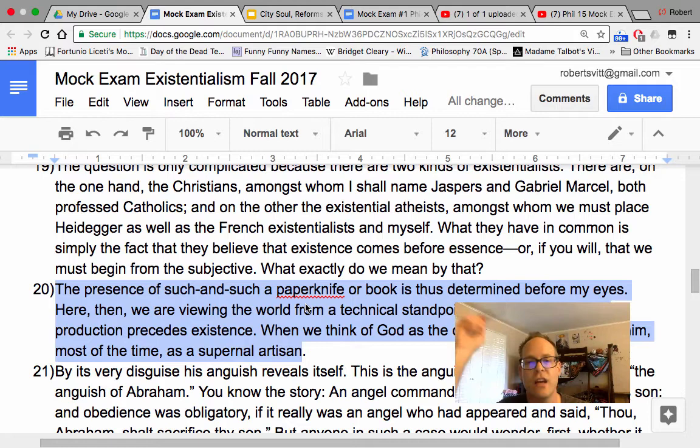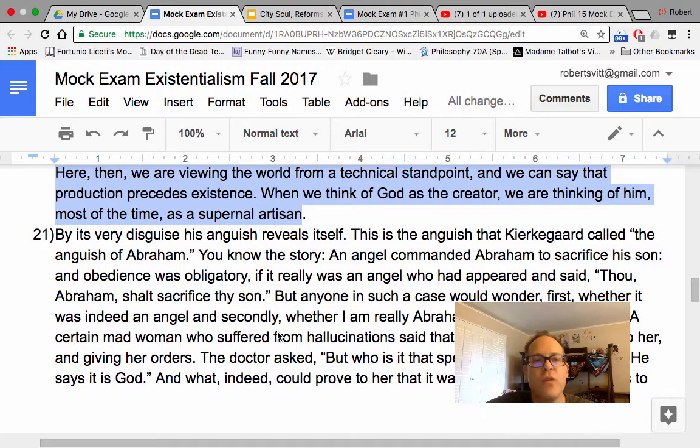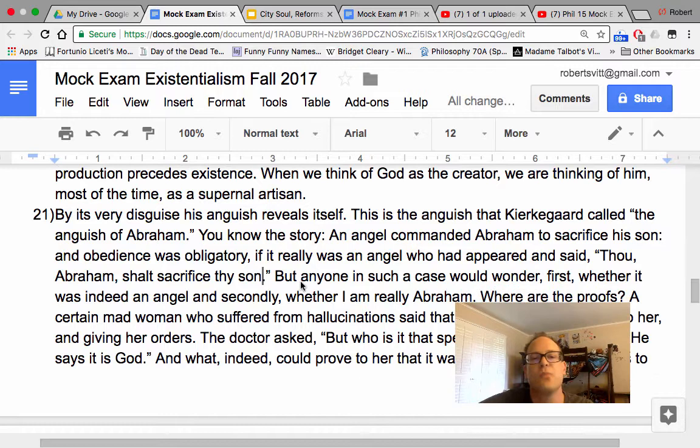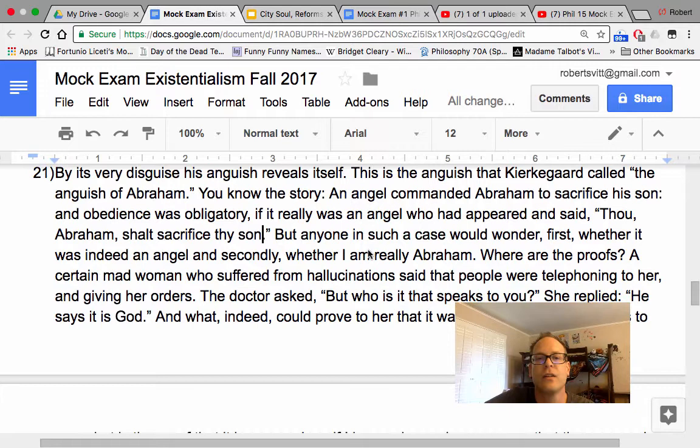Okay, number 21. By its very disguise, his anguish reveals itself. This is the anguish that Kierkegaard called the anguish of Abraham. And then he talks about Abraham here, right? You know the story. An angel commanded Abraham to sacrifice his son, and obedience was obligatory. If it really was an angel who had appeared and said, sacrifice your son, anyone in such a case would first wonder whether it was indeed an angel, and secondly, whether I'm really Abraham. Where are the proofs?